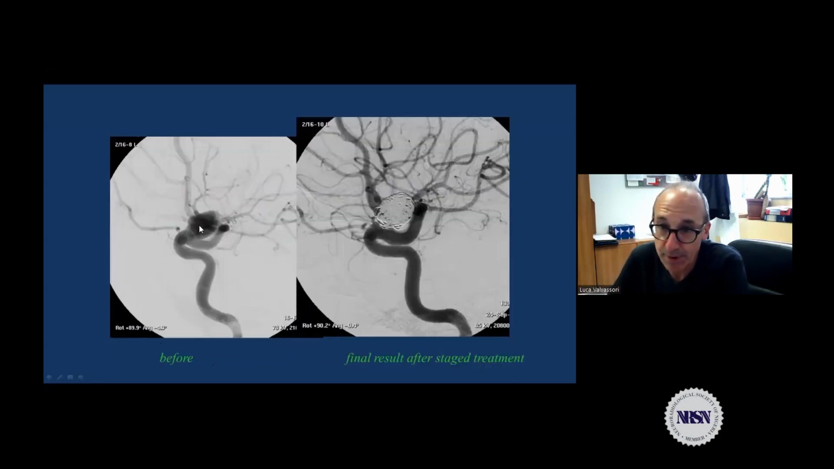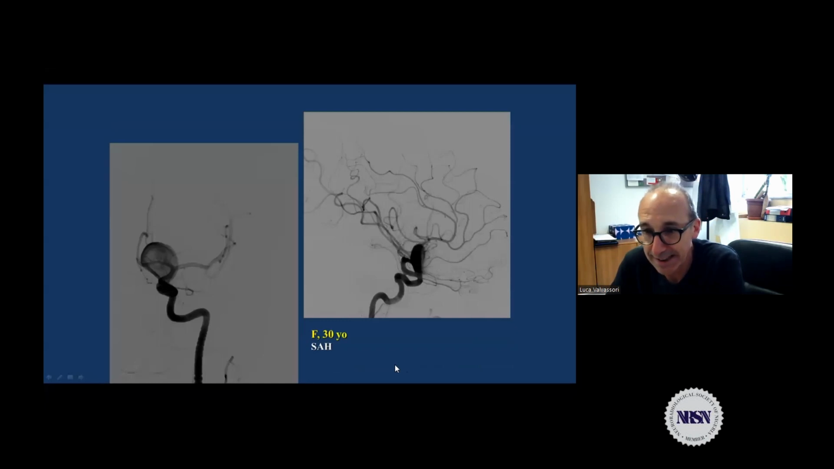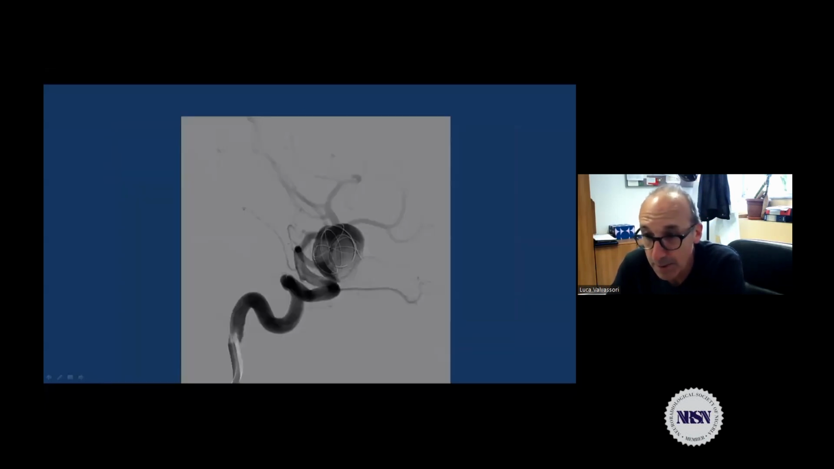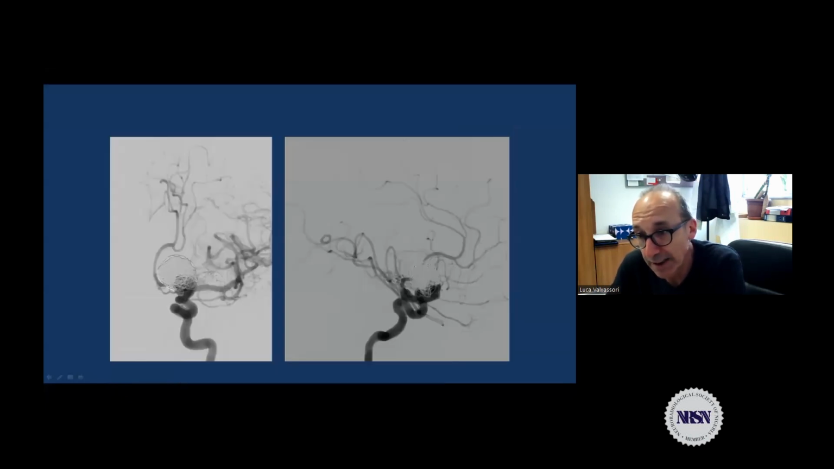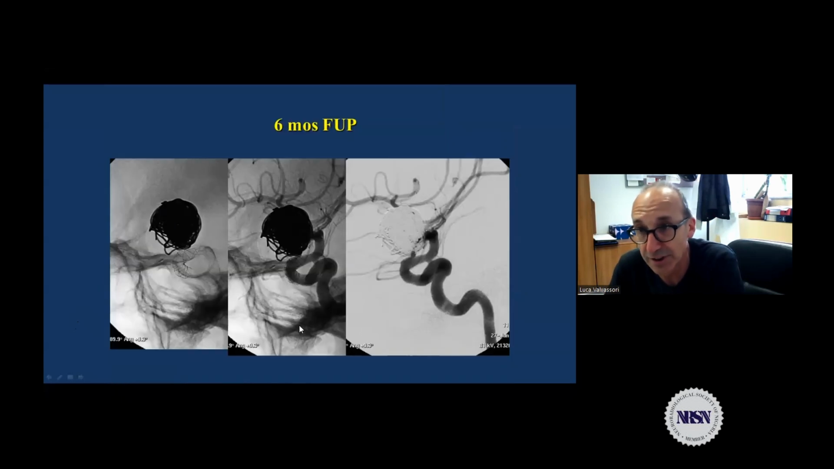And this is before everything, and this is after the staged treatment, as you can see. Another similar case, similar aneurysm, bigger. We go for immediate coiling, but we know that we will have recanalization over time. And 4 months later, we go for flow diversion as well.